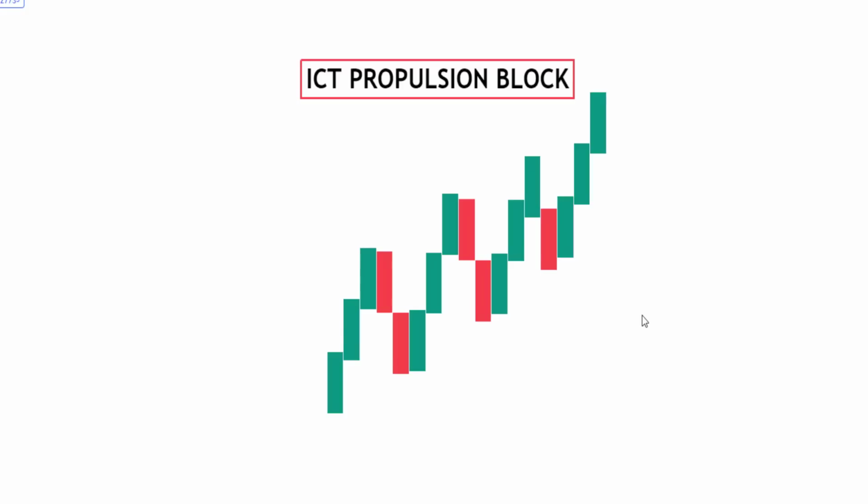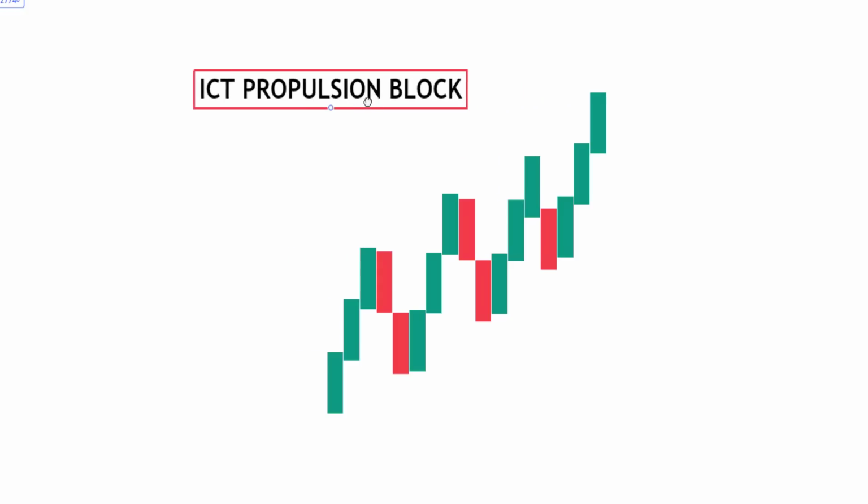So this video is about ICT propulsion block. I'm going to show you how to use it and how to identify it on your chart. So let's get into explaining everything about propulsion block. I just have a sketch right here where I'm going to explain everything to you about propulsion block.